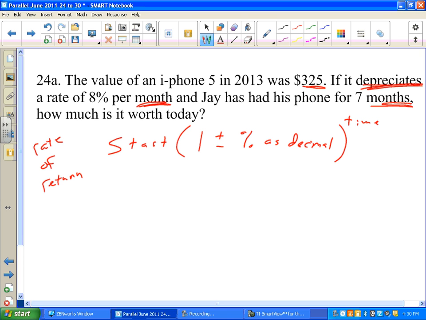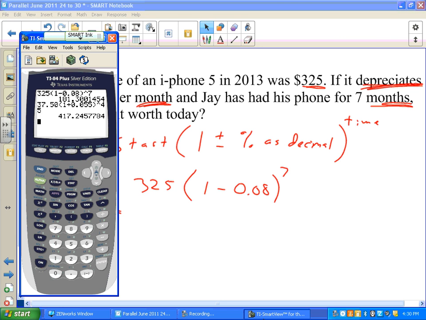Okay, so the starting amount here is $325. Remember, you can hit pause at any time if you want to write down a formula. That's the starting amount. 1 minus, now how do I write 8% as a decimal? It's 8 divided by 100. Do this on your calculator if you can't turn these into percentages fairly easily. And time is 7.